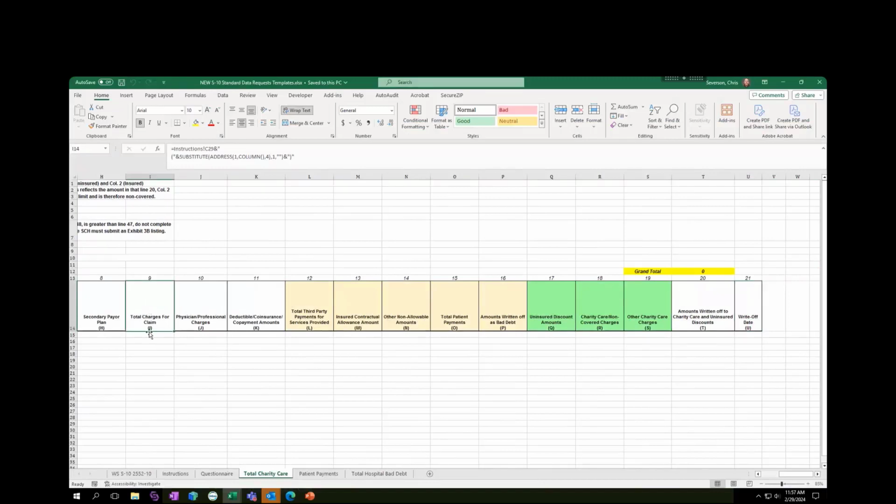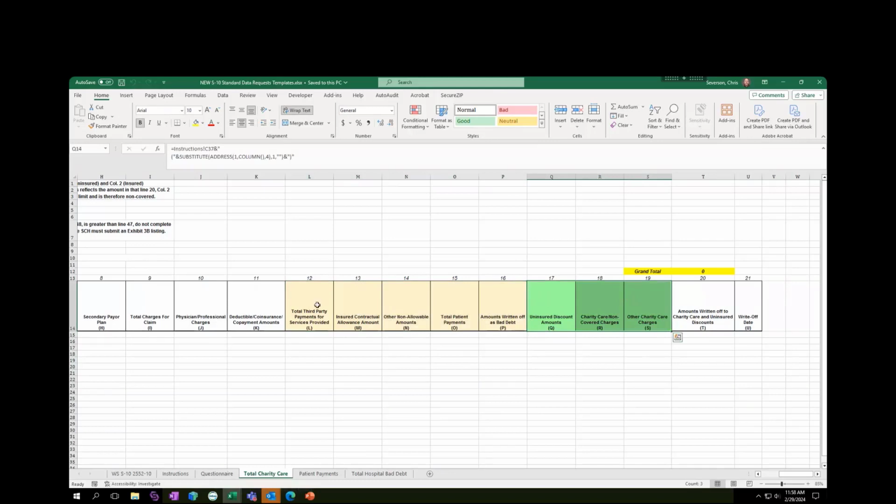So we have total charges for the claim. And then again, we're backing out the different components. We've added in a few more components to this to make it easier to tell where something goes: third-party payments, insured contractual, other non-allowable, for example the courtesy discount, basically things that are not allowable, period. Total patient payments, amounts written off as bad debt, because if they're written off as bad debt, they can't be charity care. Those are all the, I guess, beige columns here.